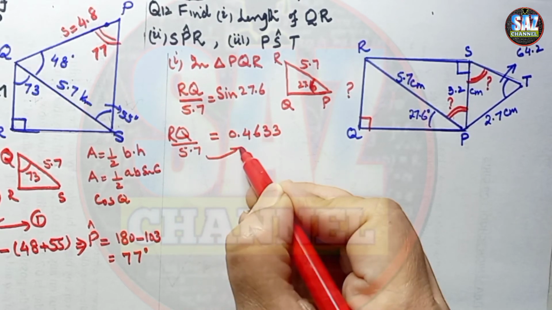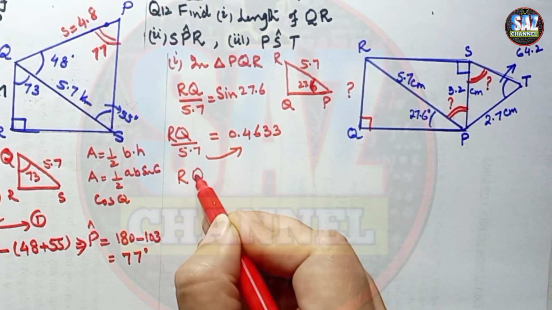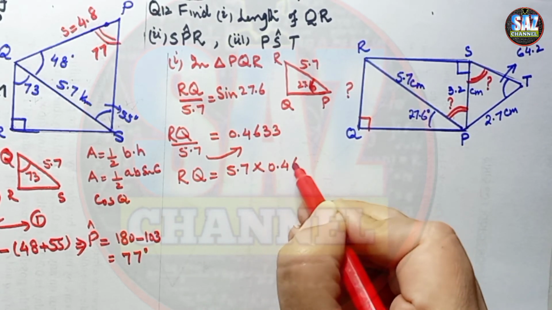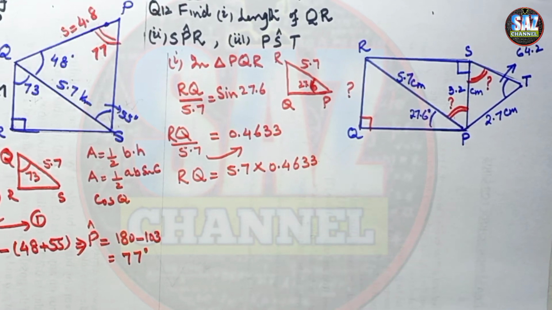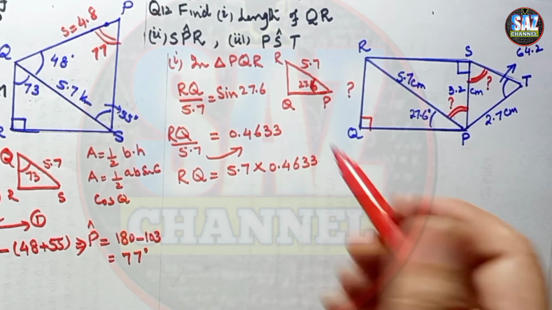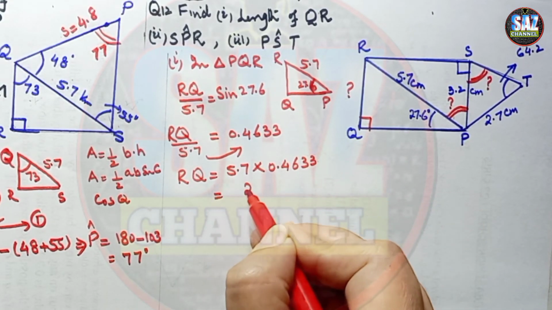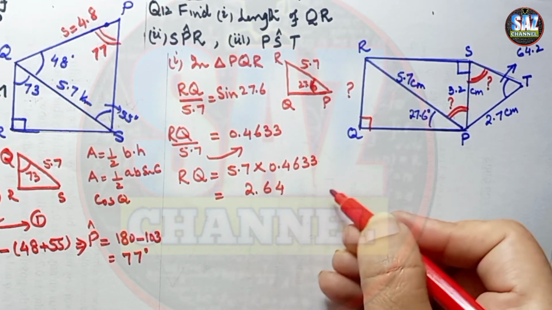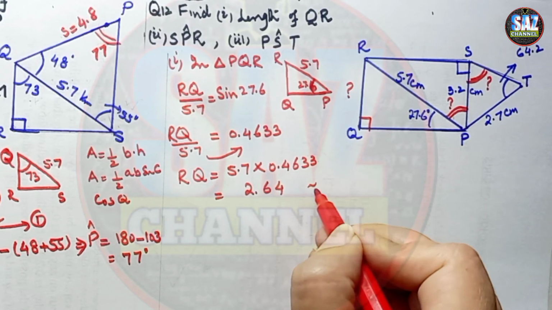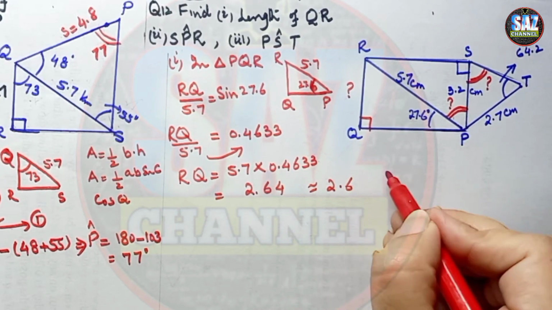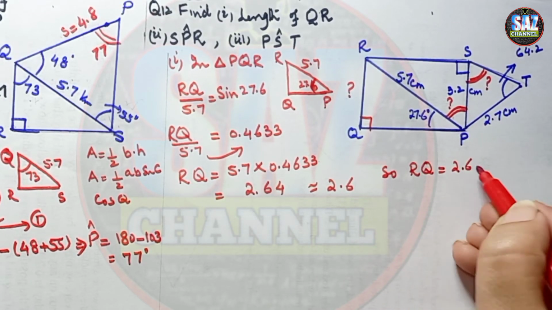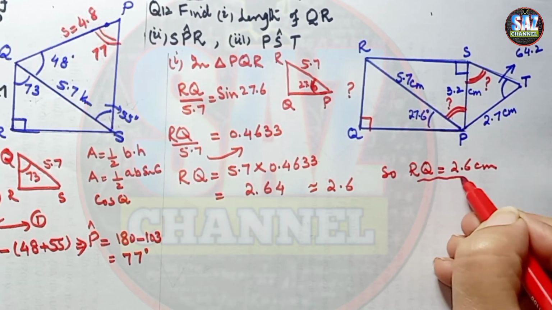Now shift this 5.7 to the other side. RQ equals 5.7 multiplied by 0.4633. Okay, now 0.4633 multiplied by 5.7, and the answer becomes 2.6408, or I can approximately take it as 2.6. So RQ, which is the first requirement of the question, is 2.6 centimeters. Okay, I hope you are clear about this part.